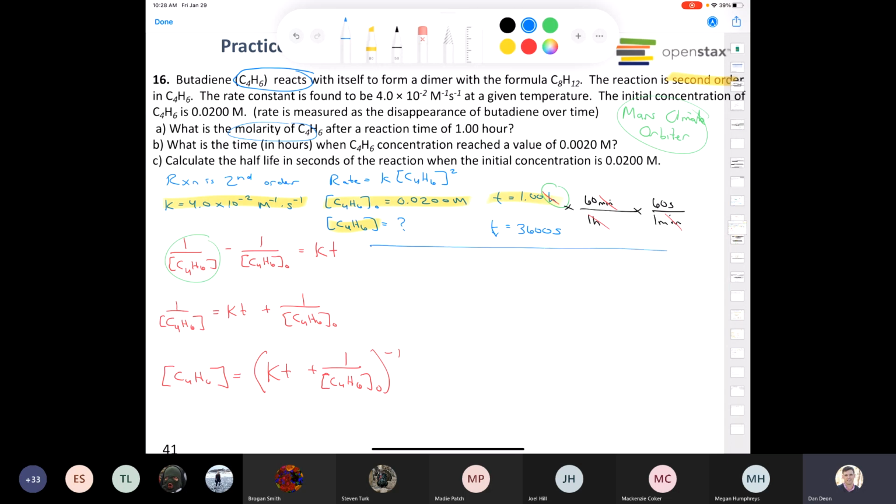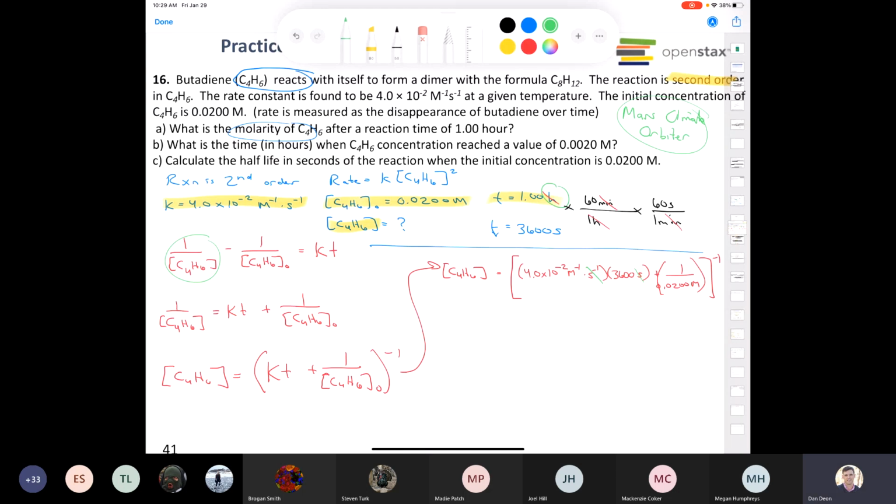So let me just make sure I'm not going to confuse anybody. Line here and start plugging some numbers in. So I get the concentration of my C4H6 is equal to 4 times 10 to the negative 2 molar to the minus 1 seconds to the minus 1, times 3,600 seconds, plus 1 over 0.0200 molar. I'll put that in brackets here. Sorry, I'm running out of space. And all of that will be to the power of minus 1. You see that seconds cancel.